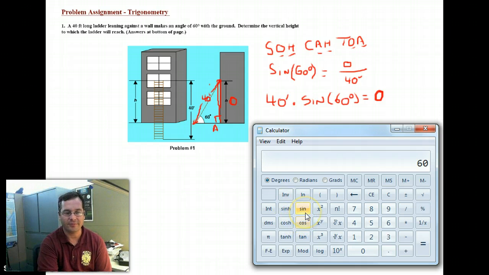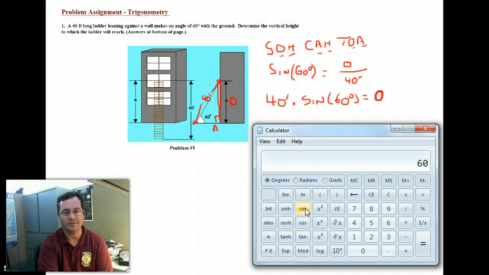The other thing is, this is a fairly sophisticated calculator that comes with Microsoft. They have hyperbolic trig functions, which we will not use in this course. They're denoted by an h at the end. Make sure you're using just the regular old sine function.